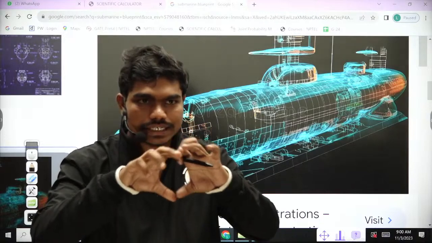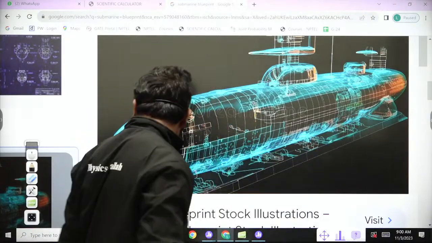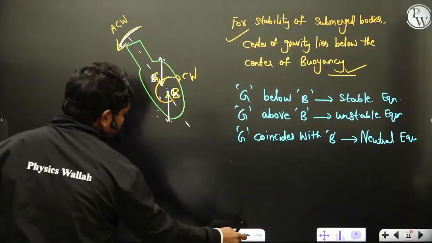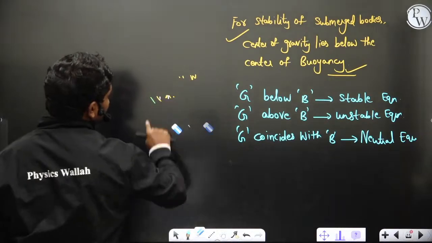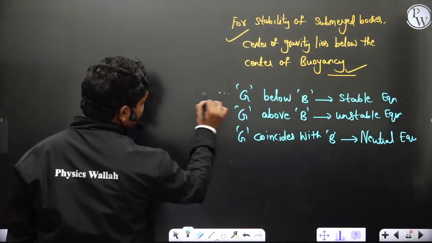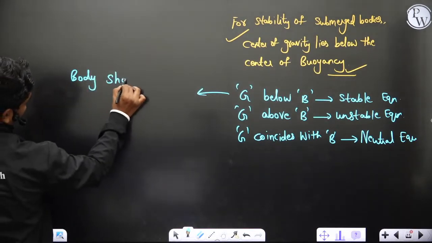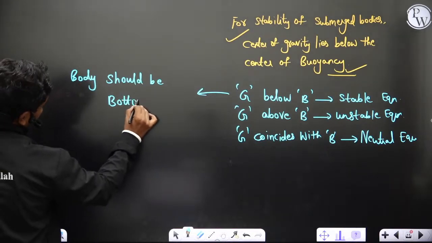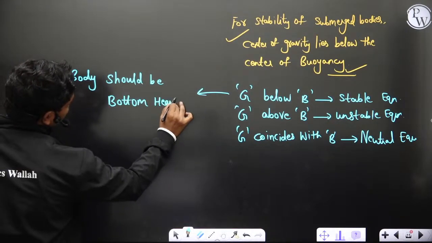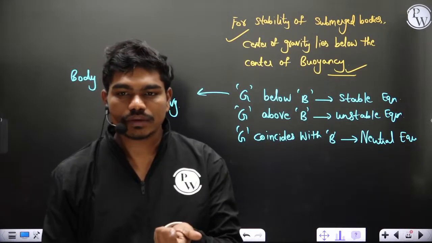Means if you see, the body should be heavy at its bottom. Yes or no? Obviously only then the center of gravity will be like this. I'm erasing. Okay, so anyway, you might have understood. For this to happen, the body should be bottom heavy. Yes or no? Because the centroid or center of gravity should be at the heavy bottom of the body, meaning it is in a stable condition.